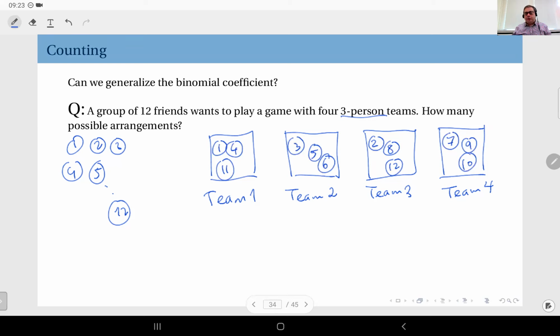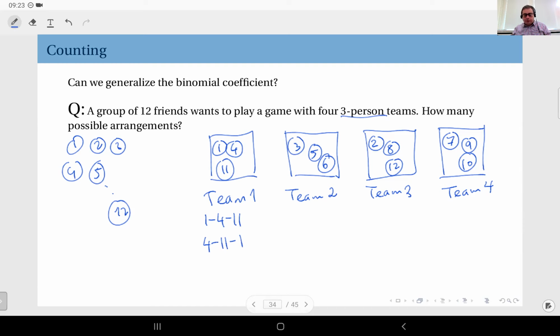The question is, how many such distributions can I have? Now, obviously, within the teams, the order is not important. So this is not 1, 4, 11 specifically. I can also write this as 4, 11, 1, etc. The order inside the team is not important.